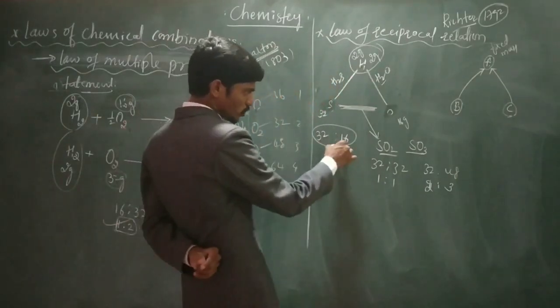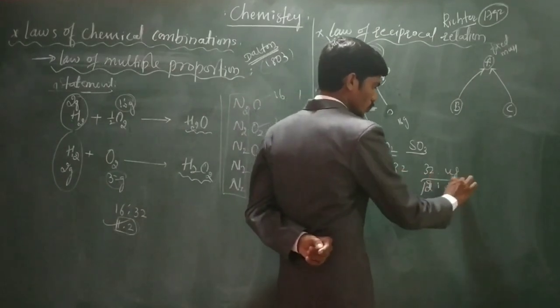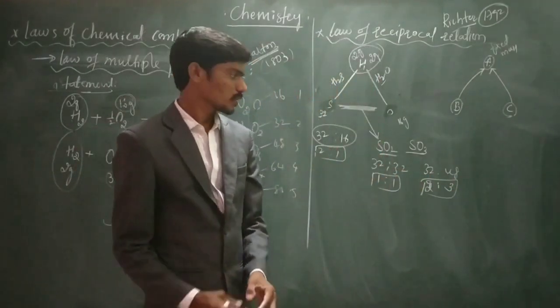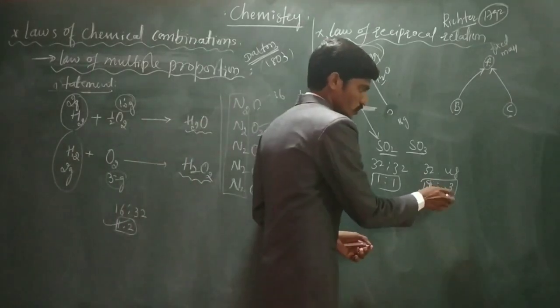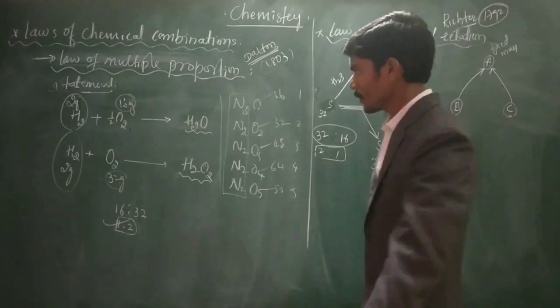तो यहां पर रेशियो क्या है? 2:1 है. 2:1, 1:2, 2:3. ये रेशियो सिंपल होल नंबर रेशियोज में ही रहते हैं. सिंपल होल नंबर रेशियोज. तो ये हुआ लॉ ऑफ रेसिप्रोकल रिलेशन. वन मोर टाइम आई एम रिपीटिंग.